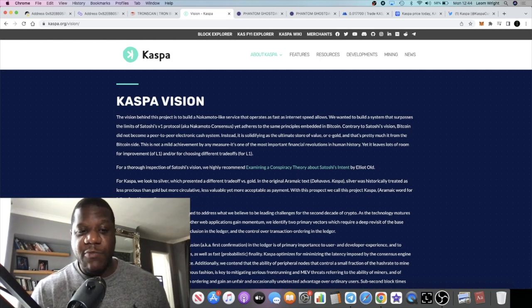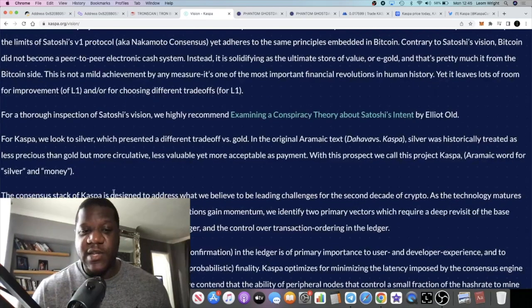And then you have Kaspa, which aims to be silver. The word Kaspa actually comes from the Aramaic word for silver and money, as you can see down here. With this project, we call this project Kaspa, Aramaic word for silver and money. So they look to silver, which presented a different trade-off versus gold in the original Aramaic text. Silver was historically treated as less precious than gold, but more circulative, less valuable, yet more acceptable as payment.